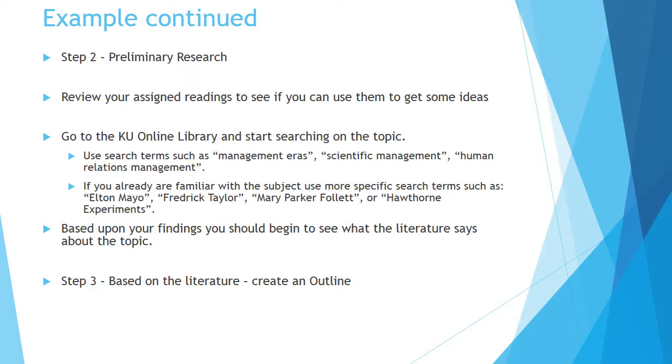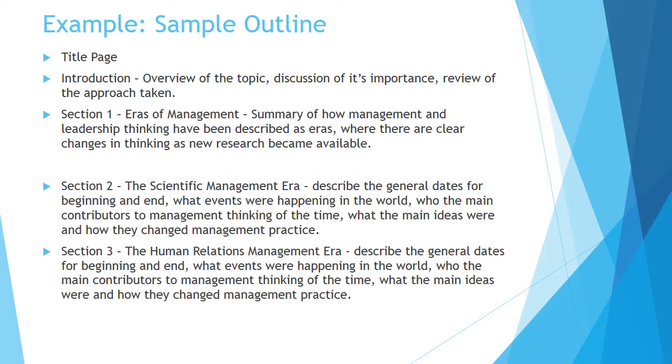Now, based upon the literature that you've done, you're going to create your outline. And as I said, each paper needs to have a title page, each paper needs to have an introduction, and then the body of the paper will lay out the different topics, subtopics that we're going to deal with. So section 1 of our paper is where we're going to deal with the different eras of management and give the reader a sense of how we think about management in terms of these different phases. Okay, so we're going to summarize how management and leadership thinking has been described as eras, and we're going to use supporting literature that says, yes, this is the way that we think about this.